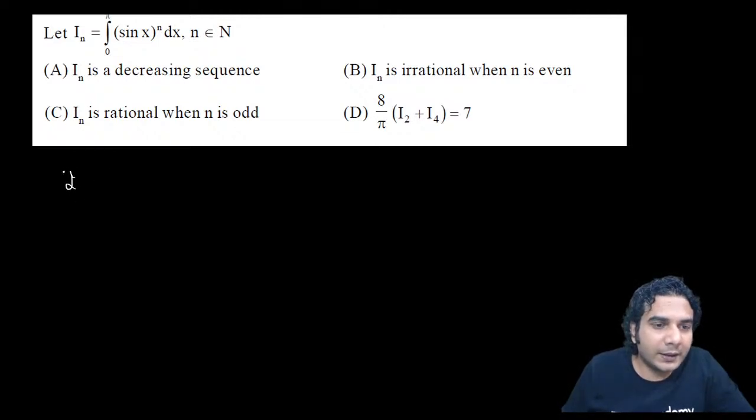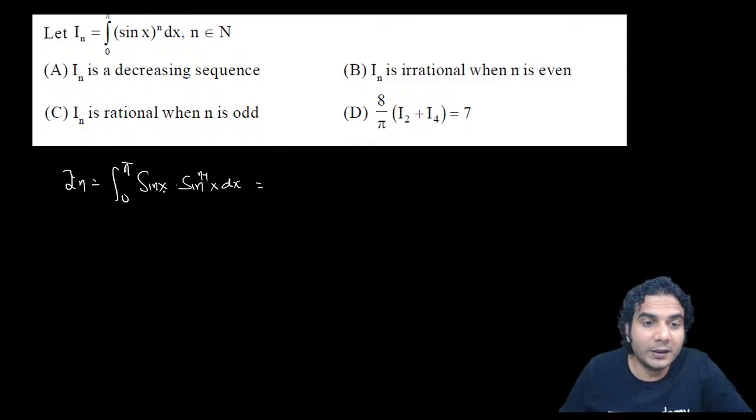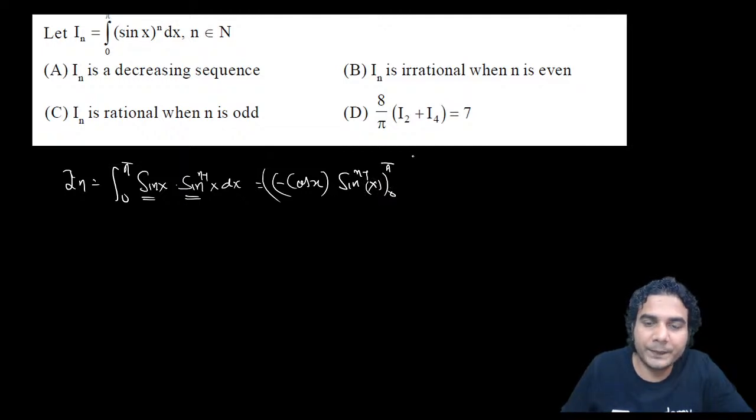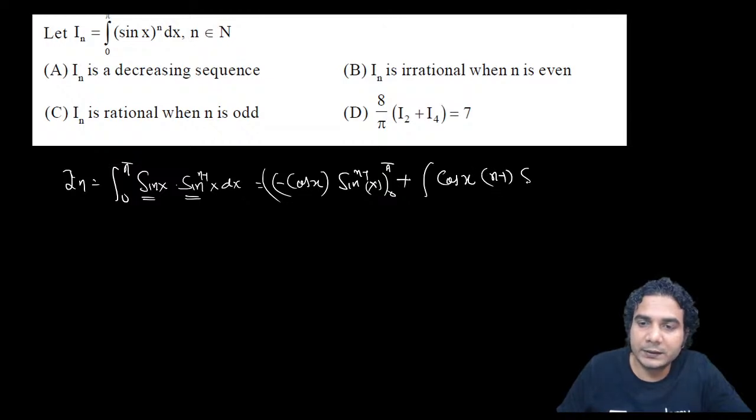So we have already done it, right? I_n is equal to integral 0 to pi. So we need to write sine x into sine raised to n minus 1 x dx and apply by parts. So it is going to be just integrate sine and differentiate sine raised to n minus 1. So it is going to be minus cos x into sine raised to n minus 1 x as it is, from 0 to pi, plus cos x into, again differentiating this we get n minus 1 sine raised to n minus 2 x into differentiation of sine x, which is cos x again, so cos square dx from 0 to pi. And this first term is going to be 0, right? If you put pi it will be 0, if you put 0 then again it is going to be 0.